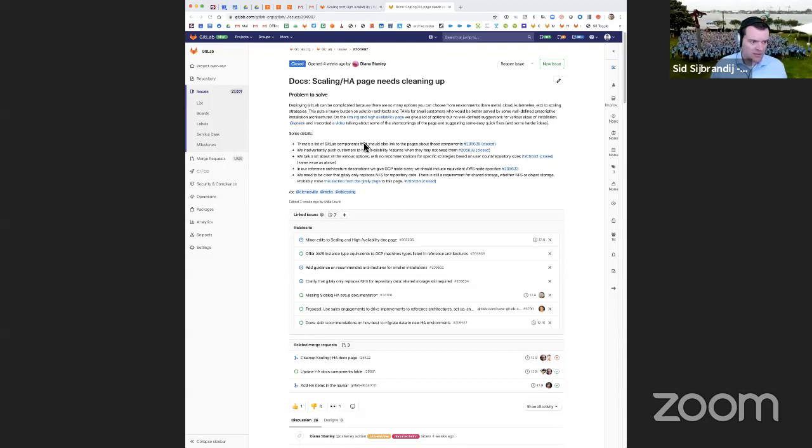And then, let's see. In our reference architecture description, we give GCP node sizes. We should include the equivalent AWS things. Oh, great. That has an issue attached to it.